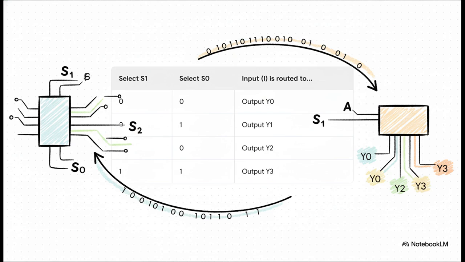Well, once again, it's those trusty select lines. And here's the genius part. The DMUX uses the exact same binary code that the MUX used on the other end. So if the MUX used 00 to pick a certain input, the DMUX uses 00 to send that data to the right output. It's a perfectly synchronized dance.